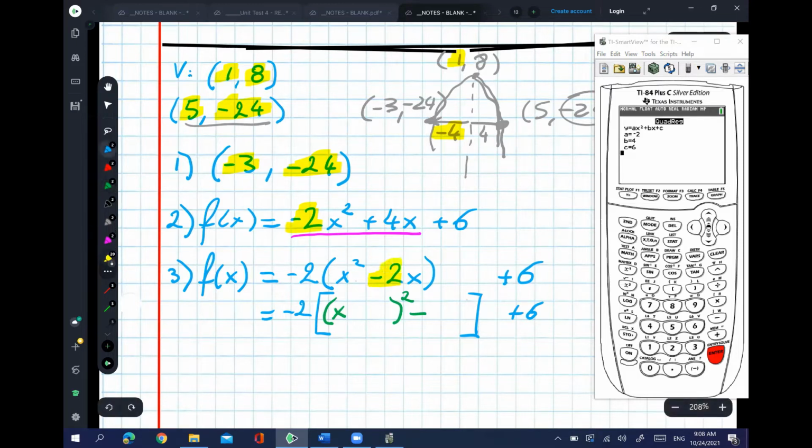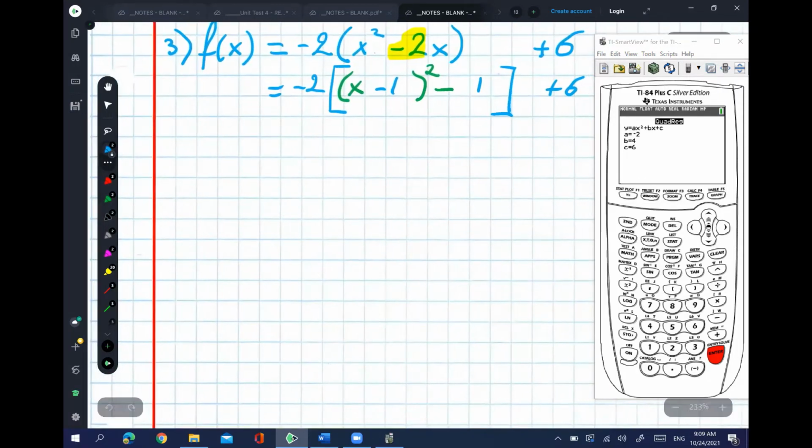-2 divided by 2 is -1. Subtract the square of -1, and -1 times -1 is +1. You will always have a minus right here. The next step is to redistribute this -2 inside the brackets. I'll have -2 times x minus 1 square, -2 times -1 is +2.